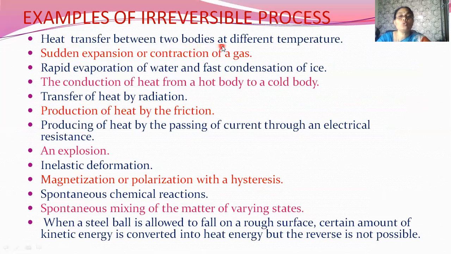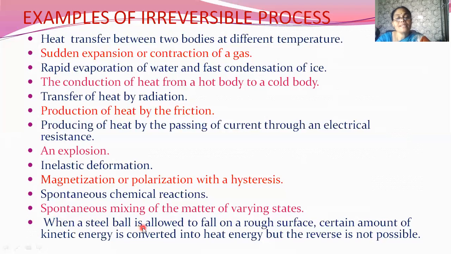Heat transfer between two bodies is the best example of an irreversible process. Sudden expansion or contraction of gas is another example. Rapid evaporation of water and fast condensation of ice. The conduction of heat from a hot body to a cold body. Transfer of heat by the process known as radiation. Production of heat by friction. Producing heat by passing current through an electrical resistance. An explosion is another example. Inelastic deformation is another example. Magnetization or polarization with hysteresis. Spontaneous chemical reactions. Spontaneous mixing of matter of varying states.